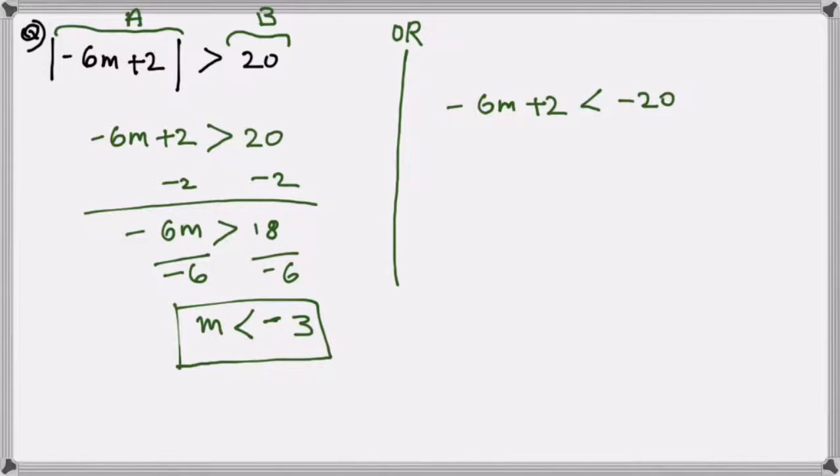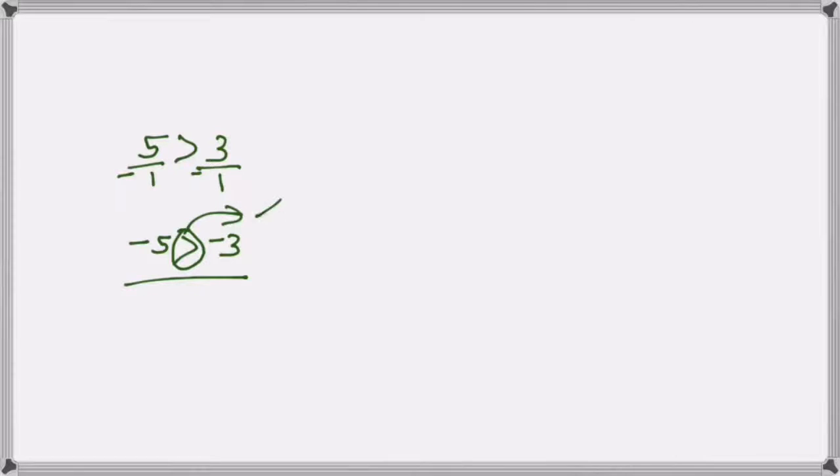Why? Let me show you why. For example, you know that 5 is greater than 3. That's a true statement. When you divide both sides by negative 1, this would become negative 5, and this side would become negative 3. Is this a true statement? It's not, because negative 3 is greater than negative 5. So now you know that this needs to be reversed. This needs to be less than. So the true statement is negative 5 is less than negative 3.